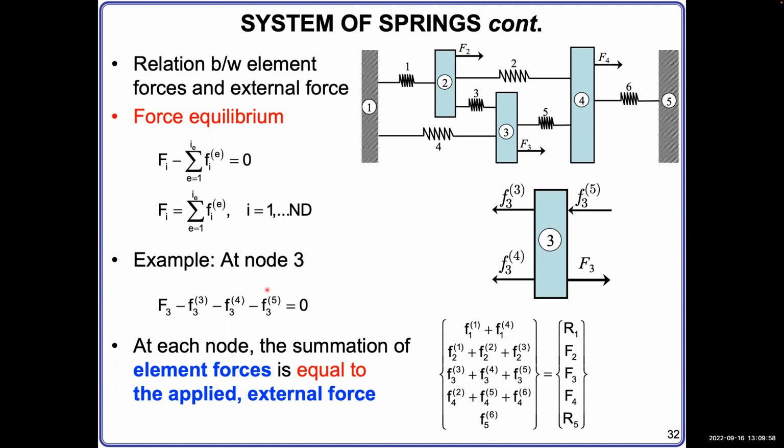Yeah, excellent, good. And then using the same convention, you can write the external force equal to the sum of all the internal forces. When we add all those springs together, remember we have all the force from the springs added together in the force vector. This means they are all equal to the external force. That will be very convenient. So at each node, the summation of element forces from the spring forces is equal to the applied external force.